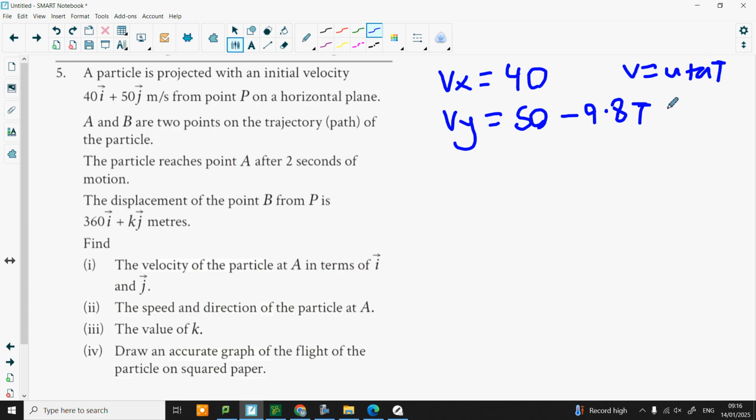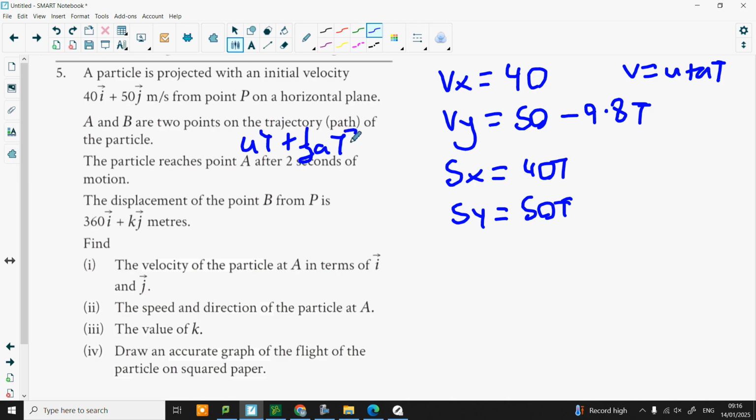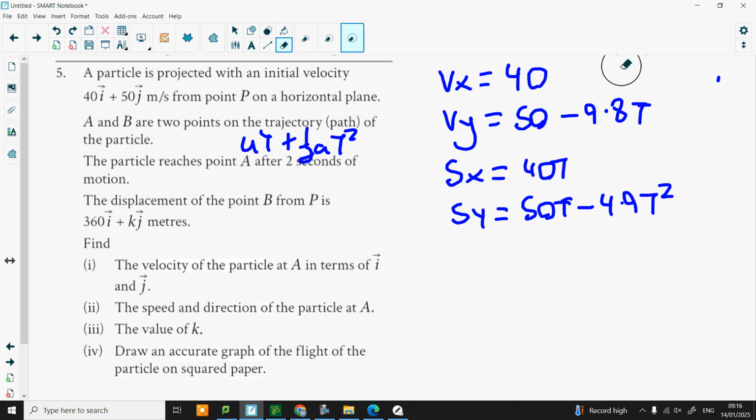Gravity is decelerating you. Sx is, every second you travel 40, so it's going to be 40 multiplied by t. And then Sy, we're using the formula ut plus a half at squared, so it's going to be 50t minus a half of gravity, which is 4.9 t squared. Okay, we're going to stop there.